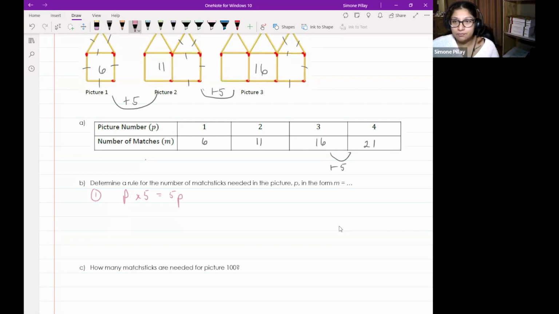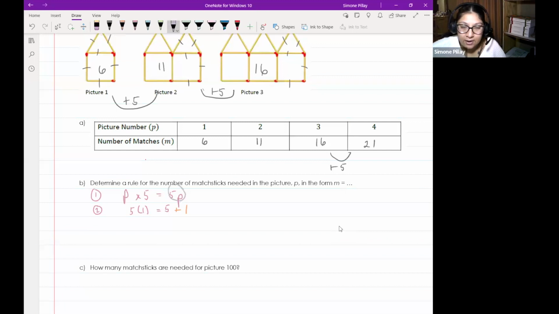And then if we test it with the picture number 1, it won't give us the answer. So I minus what I got from 5P with the picture number 1, which gives 1, so it's 5P plus 1, which is the rule.